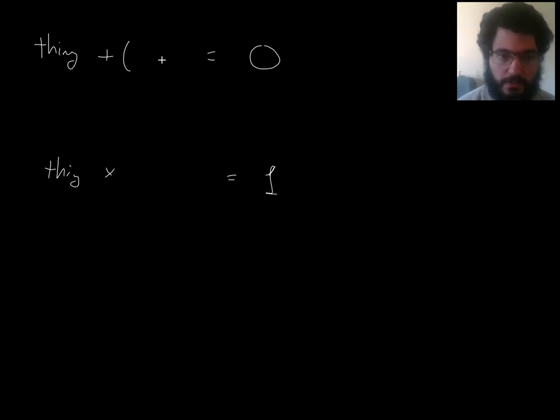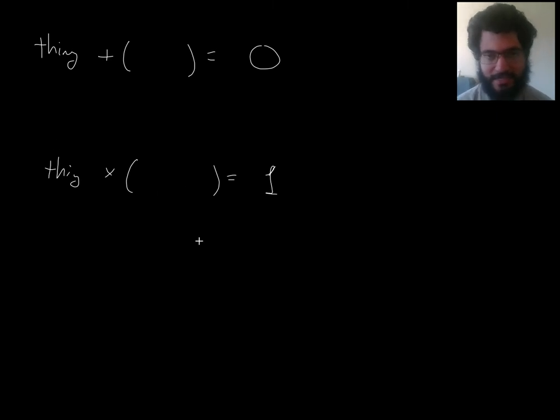So what would you put here? You would put negative of the thing, right? And so we call negatives additive inverses. So the negative of a thing is the additive inverse of that thing. What would you put here? You would put the reciprocal, right? So a reciprocal of a thing is going to be the multiplicative inverse of that thing. It's that which, when operated with the original thing, gives you the identity object.